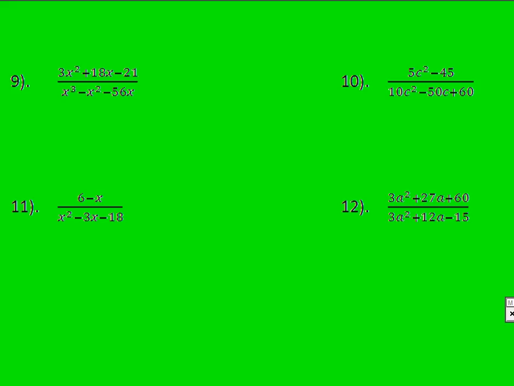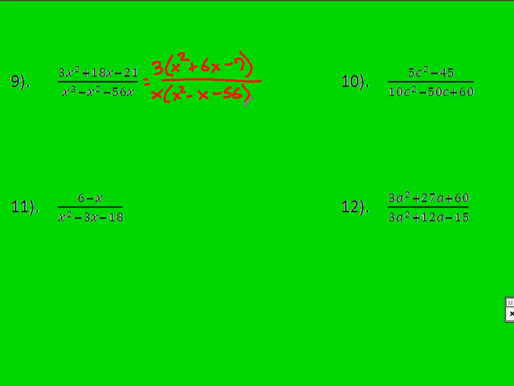Alright, last set, getting a little bit more tricky. Remember, anytime you've got a quadratic here, first look to see, I should probably be able to divide that entire numerator by this lead coefficient of 3. So I'm going to do that. When I factor out that 3, I'll be left with x squared plus 6x minus 7. On the bottom, they all have an x in common, so I'm going to factor out that x first. x squared minus x minus 56.